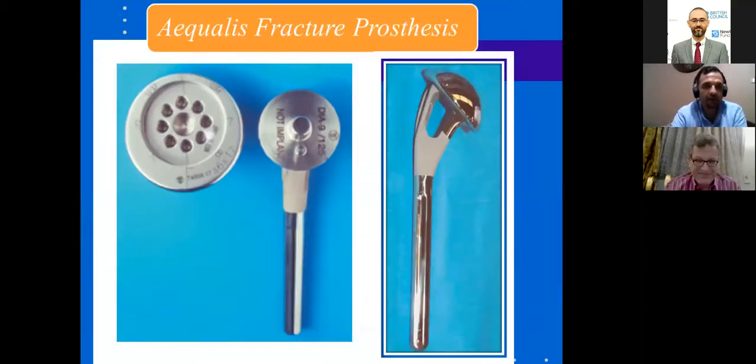Lastly, we have the Aequalis fracture prosthesis, which is specific for trauma, and this has a gap for bone grafting. And also this portion was hydroxyapatite coated for better replication of the proximal humerus anatomy.